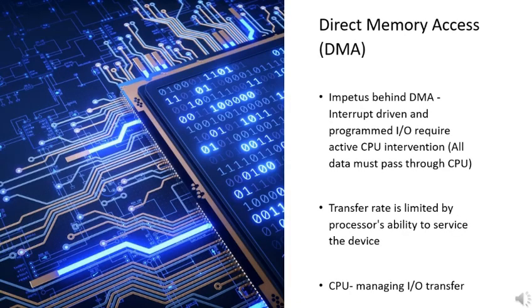So I'll be talking about direct memory access. It is a computer feature which allows certain hardware to access the main memory of the computer independently of the CPU interrupting. The impetus behind DMA, that is direct memory access, is that interrupt driven and programmed I/O require active CPU intervention. The second point is that transfer rate is limited by the processor's ability. It depends on the speed of the processor to access the memory, and the CPU is therefore managing the input and output.